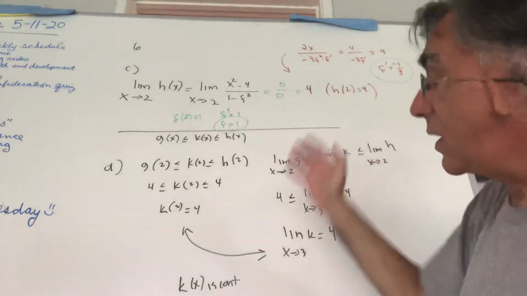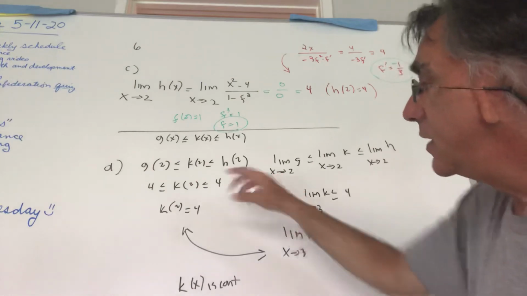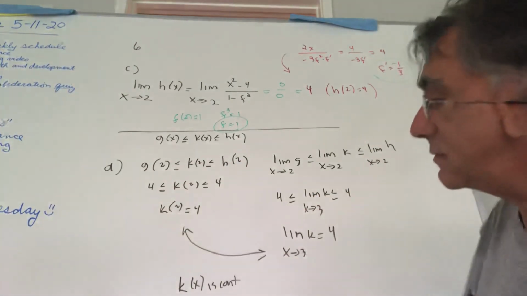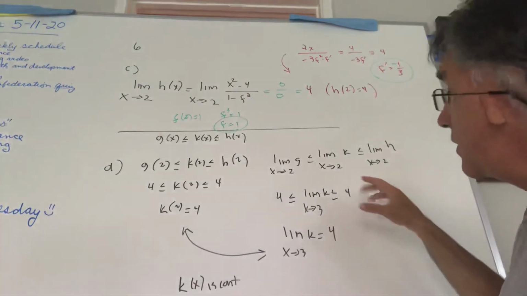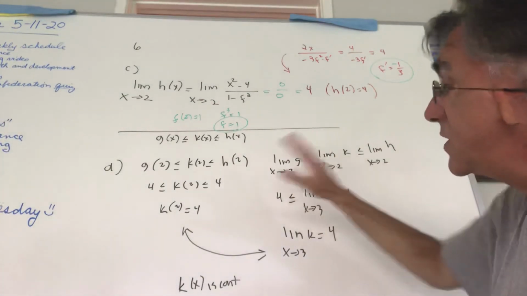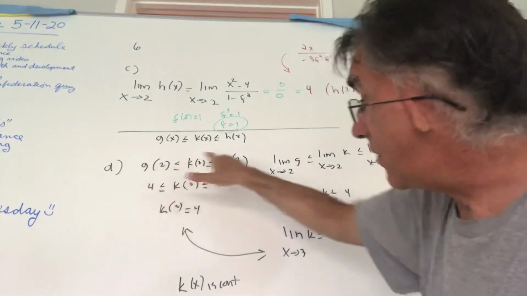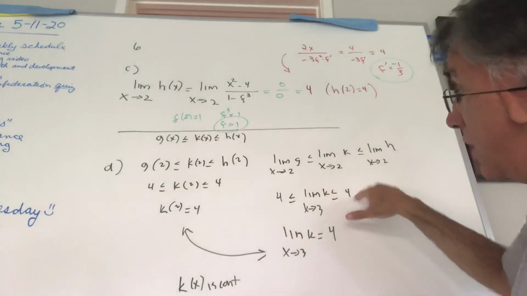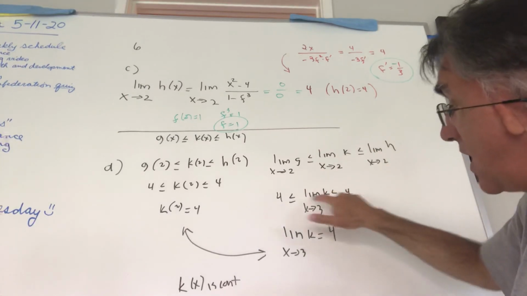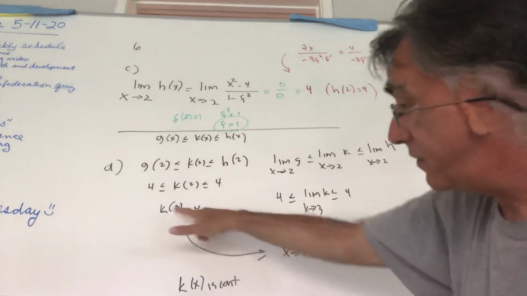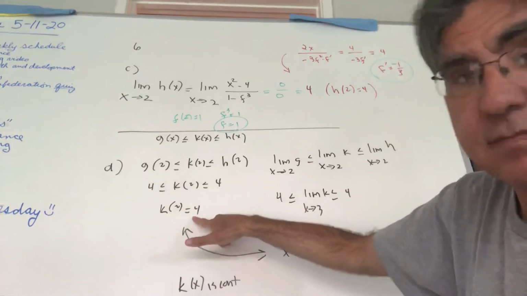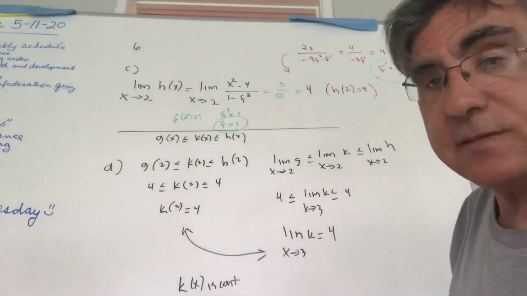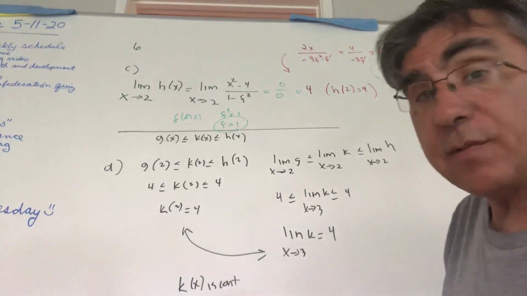So again, it seems really weird, but we know g of 2 and h of 2 are both 4, so that means that k of 2 has to be 4. Since this is a continuous function, and that's a continuous function, these limits have to be 4. But by the squeeze theorem, the limit of k has to be between there and 4. Well, if k of 2 is 4, it has a function value of 4 and a limit of 4, then we say that it's continuous there. And so that's how you do that one. Okay?